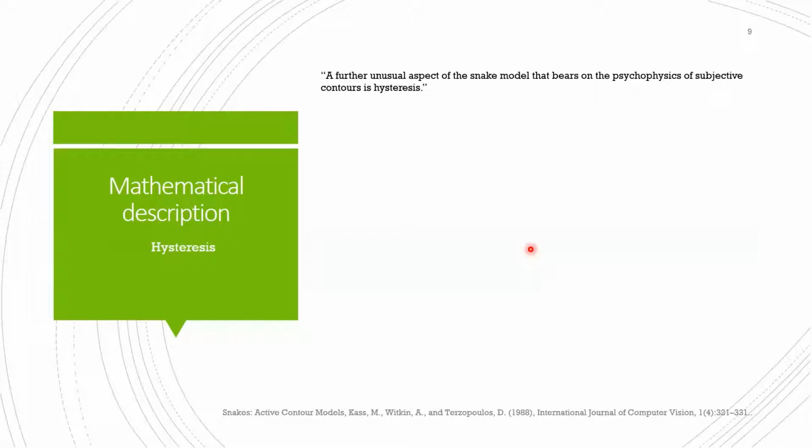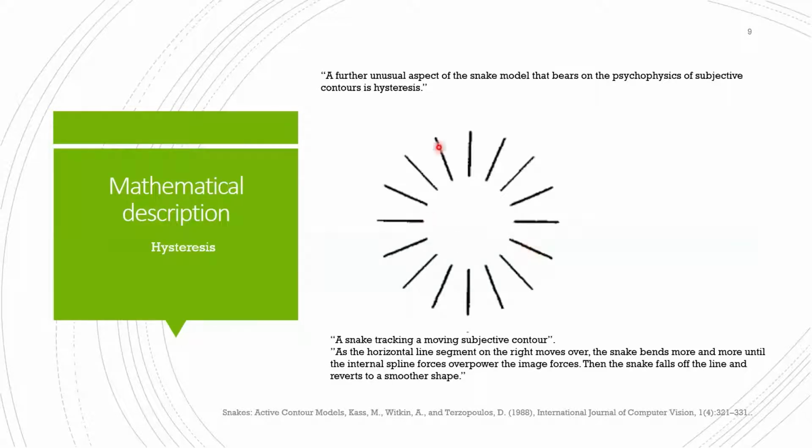Another characteristic of the snake: this is an image in which these straight lines are drawn like this. Now, because of psychophysics, humans can see a round figure inside this image. That figure is not existing. There is no round edge. But if we look at this picture, we will be able to see a white round shape in between this.